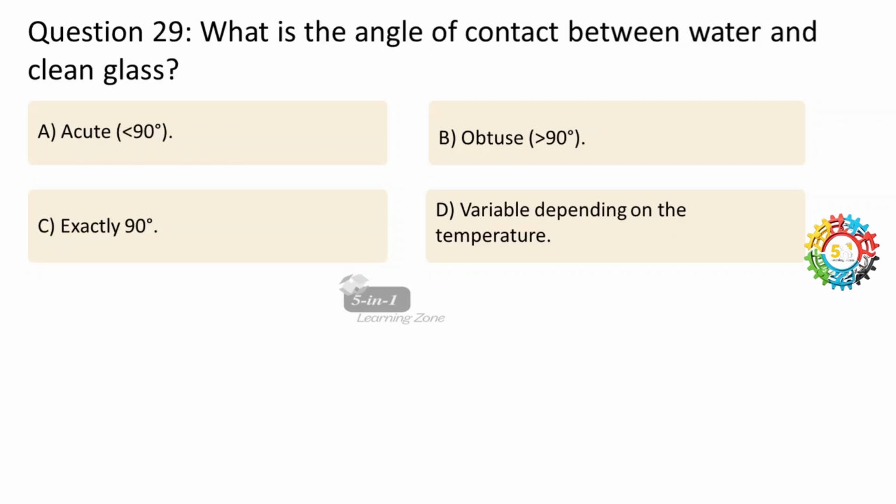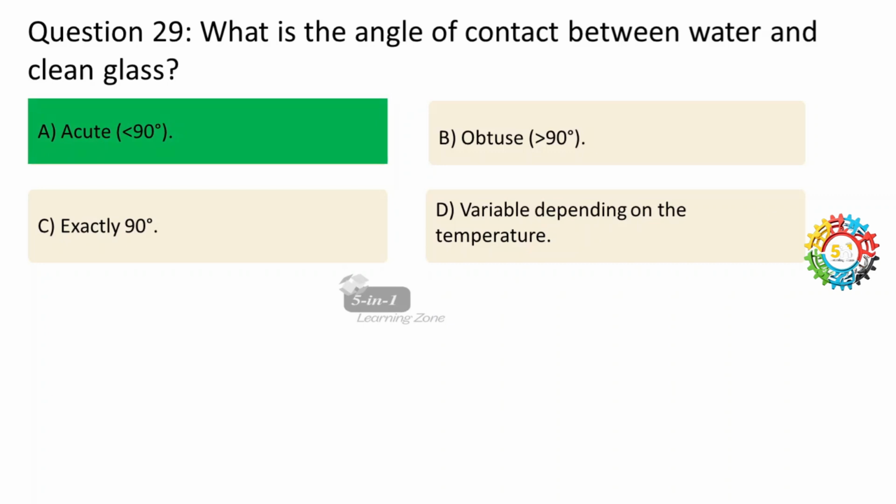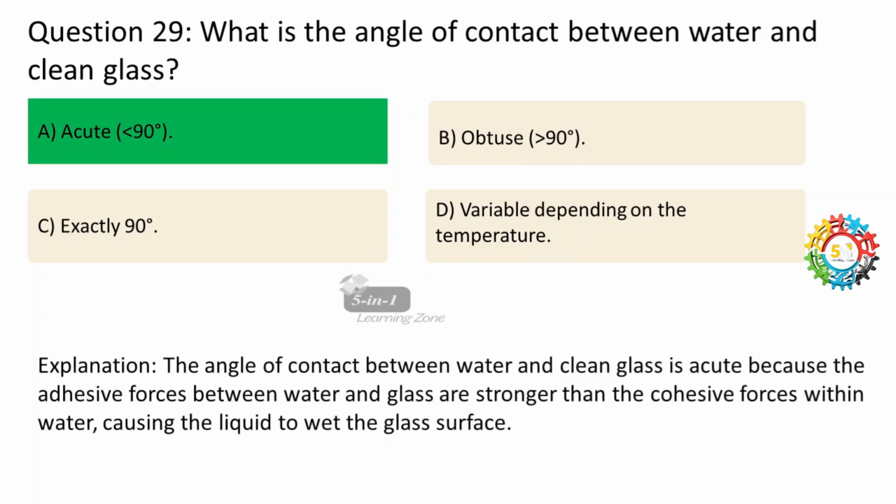29. What is the angle of contact between water and clean glass? Answer: A. Acute, less than 90 degrees. Explanation: the angle of contact between water and clean glass is acute because the adhesive forces between water and glass are stronger than the cohesive forces within water, causing the liquid to wet the glass surface.